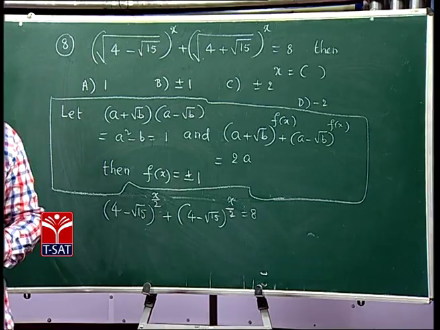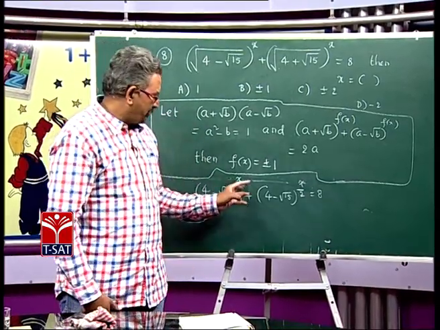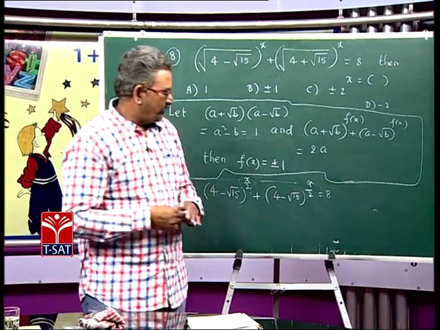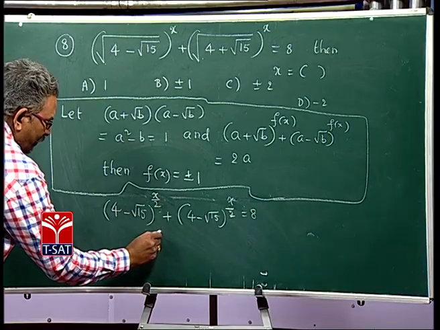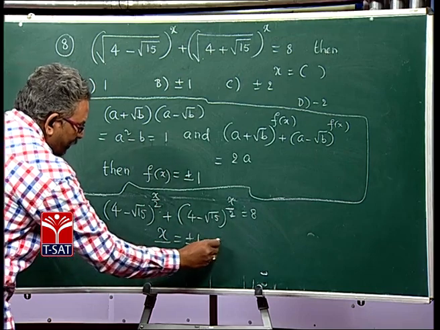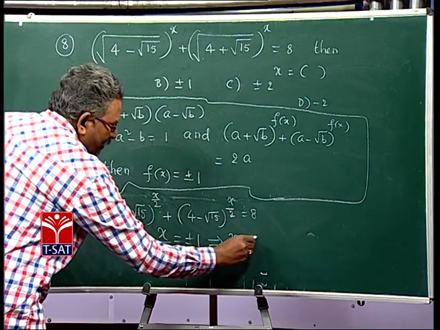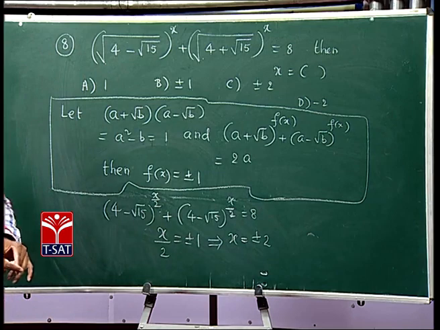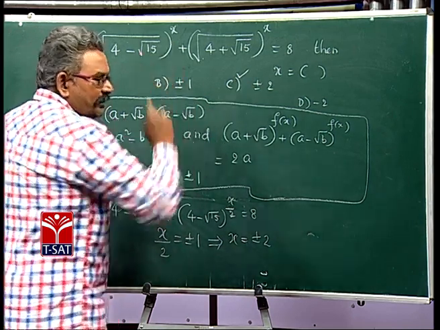Just now the problem is like this. Now tell me what is f of x. Here f of x is this power exponent, that is x by 2. So now f of x is equal to plus or minus 1. So x by 2 must be equal to plus or minus 1. Then what is x? 2 multiplied by 1, so plus or minus 2. So what is the right answer? Yes, C will be the right answer.